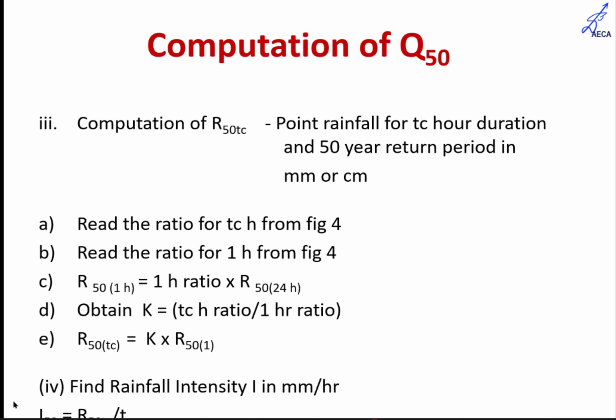And then we can arrive at our intensity of the rainfall in mm per hour, which we use for estimation of the discharge, and which is equal to the point rainfall for TC hours duration divided by the time of concentration.